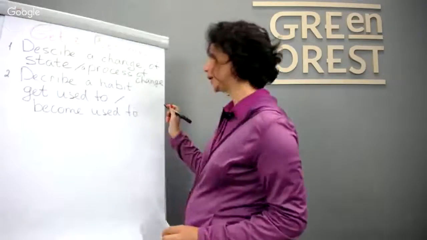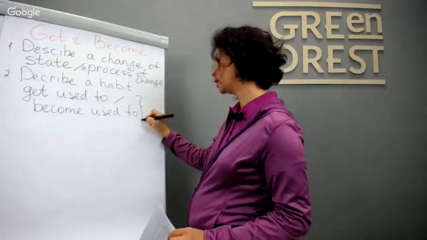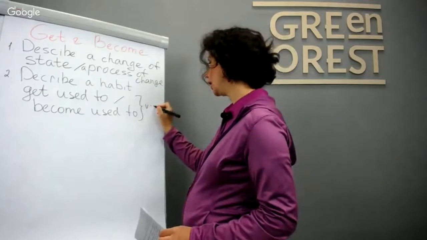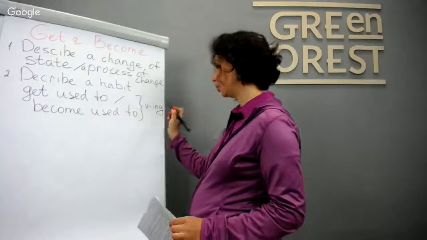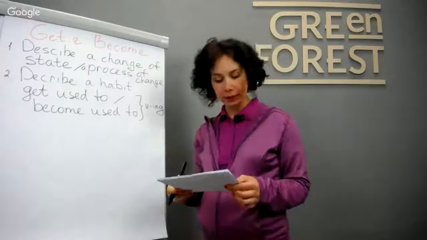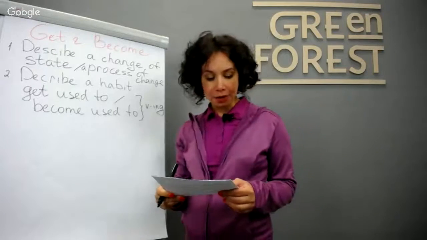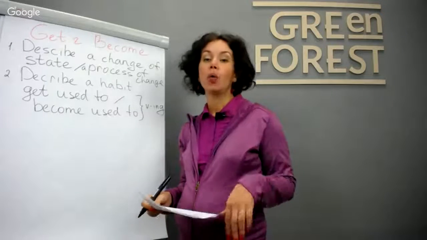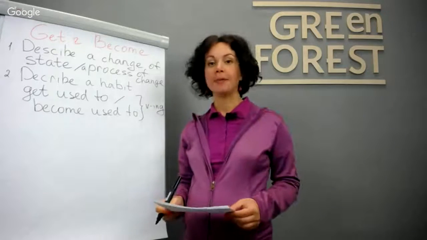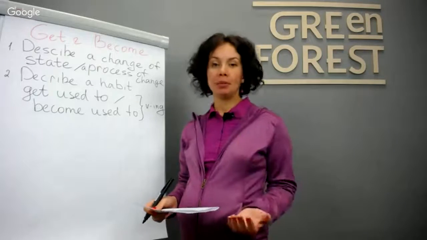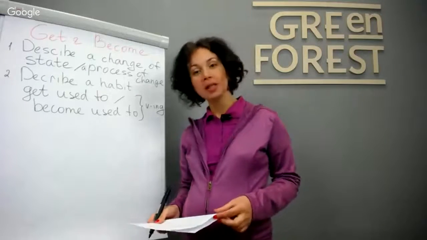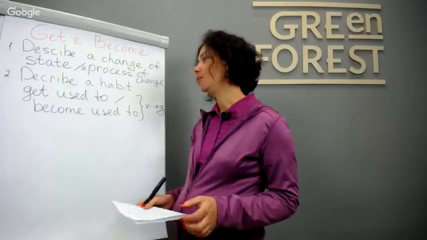Also, you have to pay attention that after these two constructions, we have to use a verb with an ing ending. Actually, it's a gerund. I will read you some examples now. I hated jogging at first, but eventually I got used to it, or I got used to jogging. And that means that it became normal for me eventually. At the beginning it wasn't, but finally it became normal.